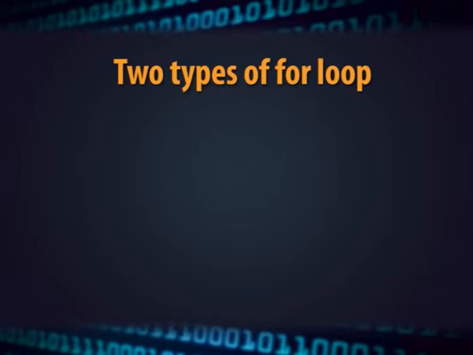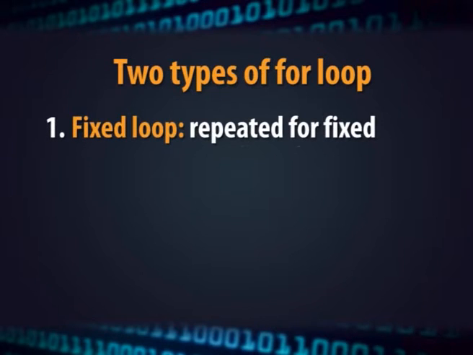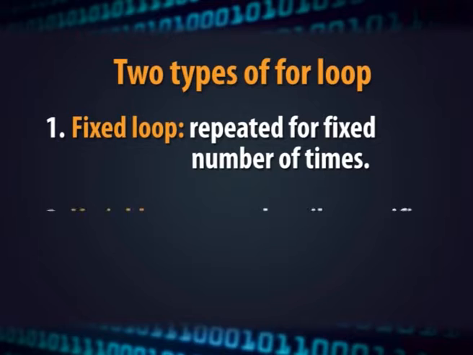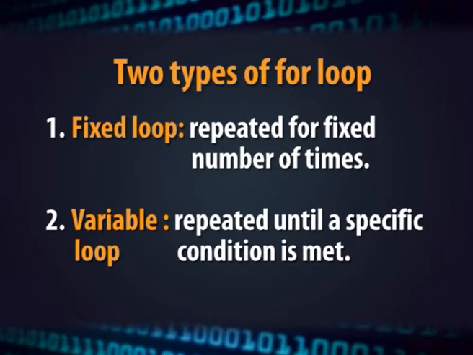There are two types of for loops. First is the fixed loop, where the operations are repeated a fixed number of times. Second is the variable loop. The operations are repeated until a specific condition is met.